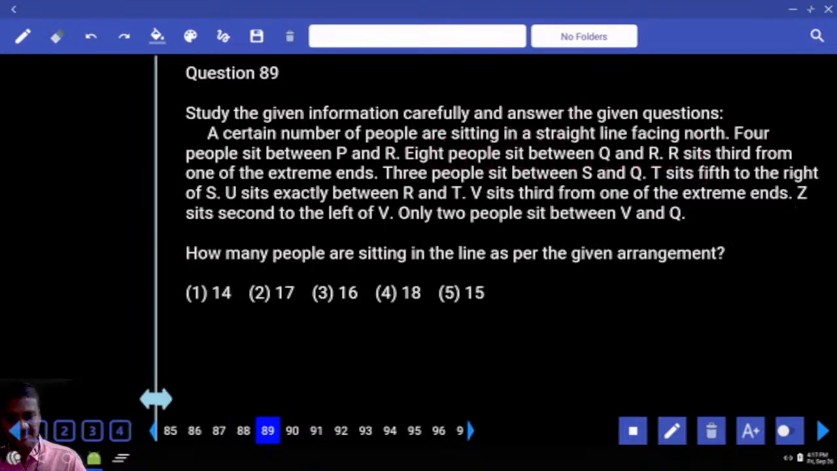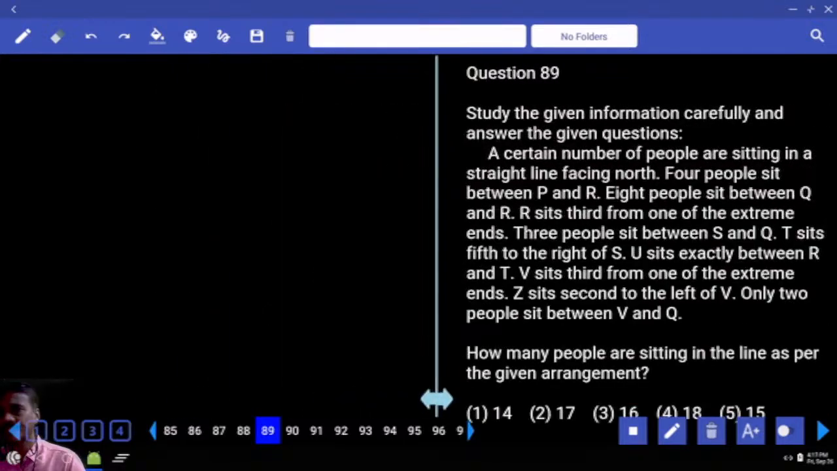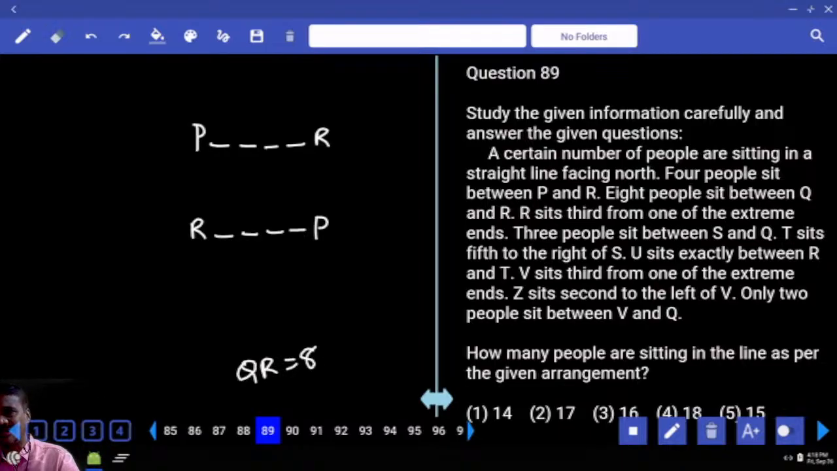Then 89. A certain number of persons are seated in a straight line. 4 people sit in between P and R. 1, 2, 3, 4. Either P can be on the left hand side or right hand side. 8 in between Q and R. In between Q and R, 8 persons, may be left hand side or right hand side.